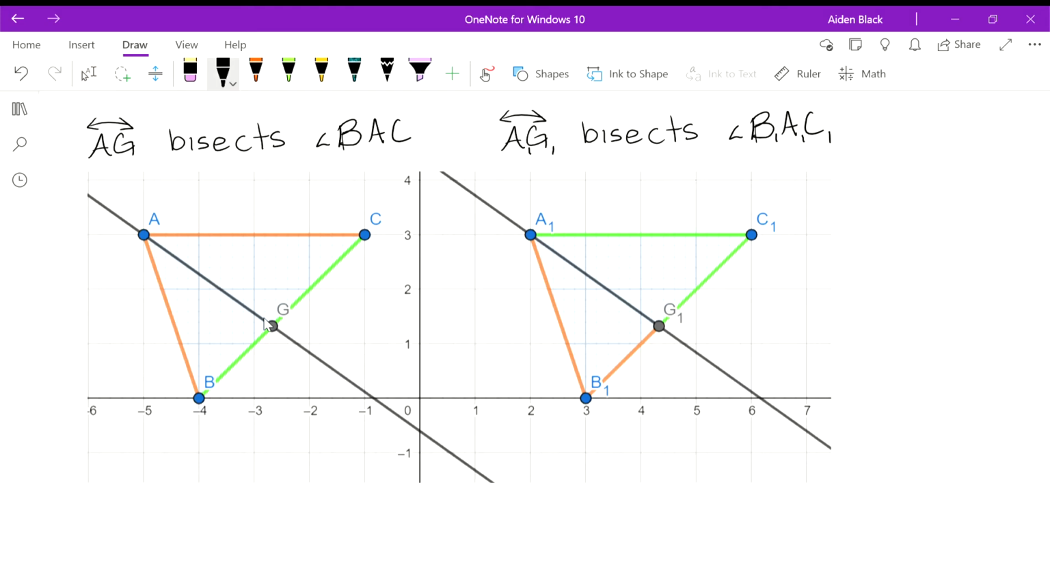Okay, I wanted to make this quick video to hopefully cement what we learned today in class. So, we have that AG, this line right here, bisects BAC. So, basically angle A. The same thing's going on with the second triangle on the right. I'm just using this color coordination to kind of show you two examples of the proportions that we get and how they're equal.